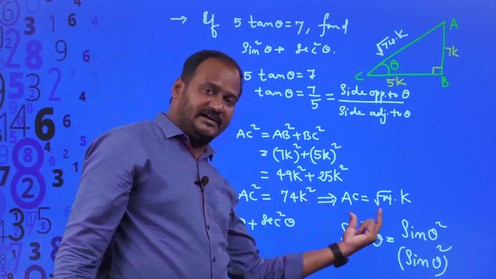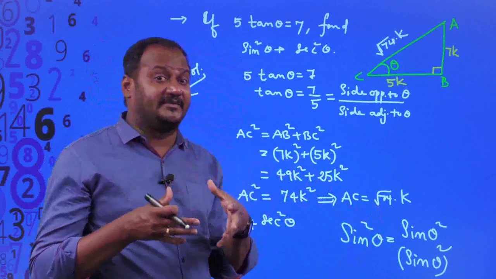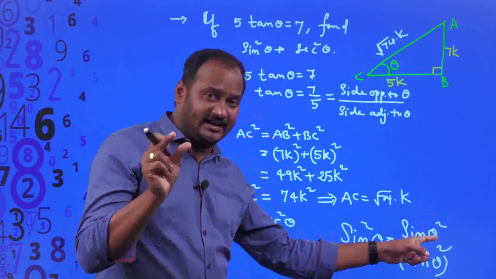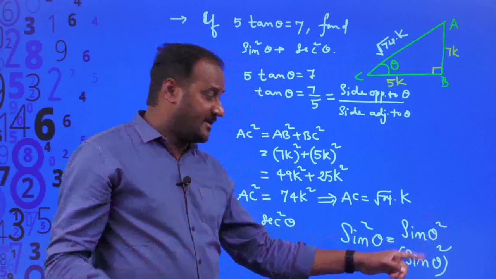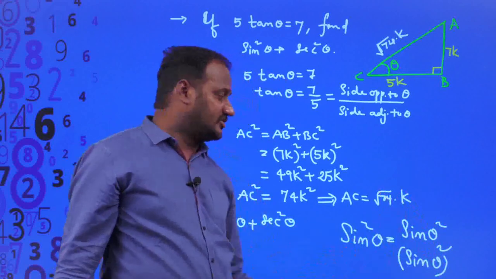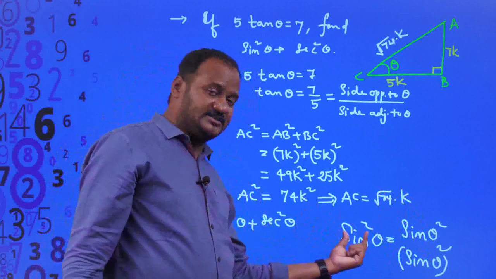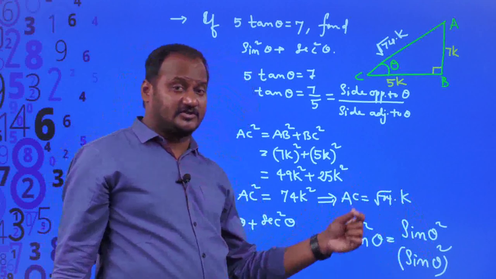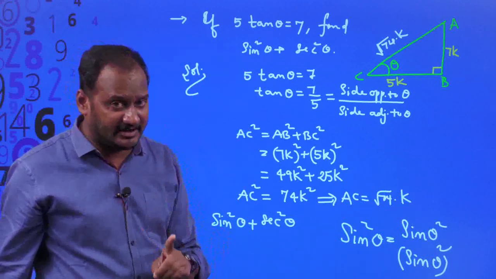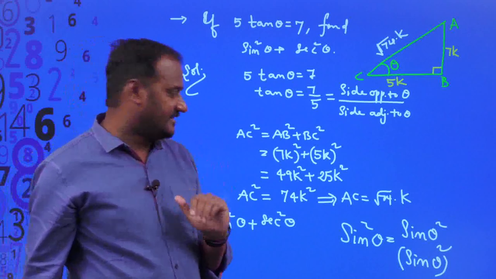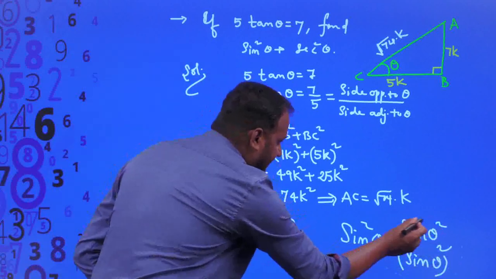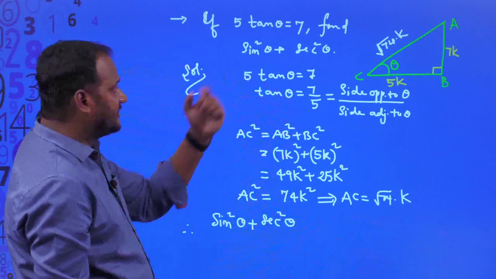Therefore, sine square theta means the square of the entire trigonometric ratio sine theta. If this is sine theta square, that square belongs to the angle, not to the entire trigonometric ratio. But sine theta whole square is that the square belongs to the entire trigonometric ratio. So ensure that sine square theta is equal to sine theta whole square, but it is not equal to sine theta square. That is not the square of the angle; that is the square of the entire trigonometric ratio. Clear? Right. Now you want to see sine square theta plus secant square theta. Let us try to identify what is sine theta and what is secant theta from the triangle.